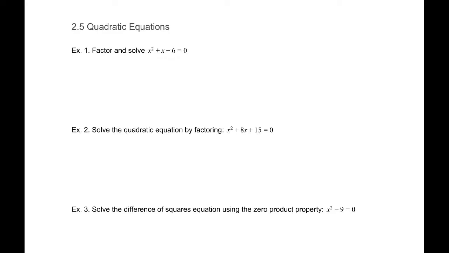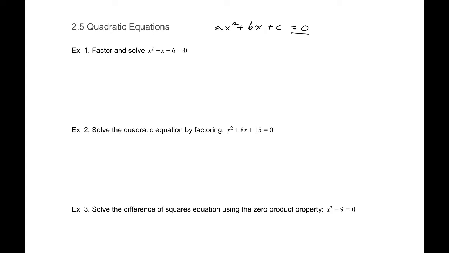Section 2.5, Quadratic Equations. Our goal of this section is to solve equations of the form ax squared plus bx plus c equals 0. Now the first way that we can solve these, and generally considered the most straightforward, is factoring. If we can factor this, in example 1, x squared plus x minus 6 equals 0. If we can factor the expression on the left-hand side, as long as we are in the form of quadratic equals 0, then this will help us quite a bit.